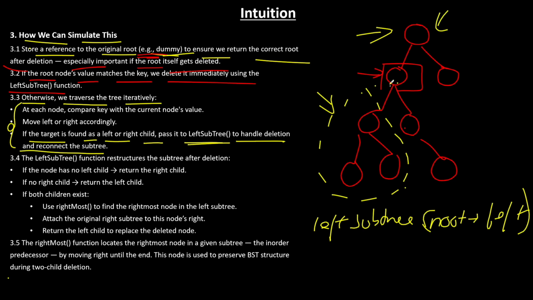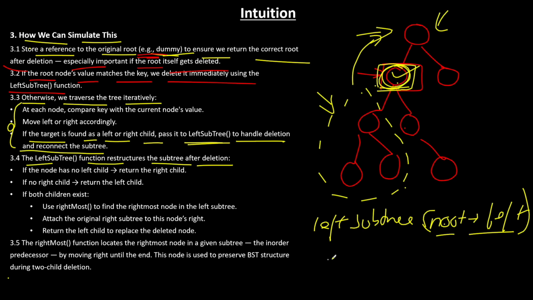Why am I passing root left here? Because this is the node to be deleted, correct? And this is the parent node. And if you remember, we have to know the parent node of the deleted node so that we can connect this particular node to the parent node itself. For that we pass root left, which means standing here we are passing this node. Now the left subtree function restructures the subtree after deletion. After coming here, we have sent this value to the left subtree, correct?